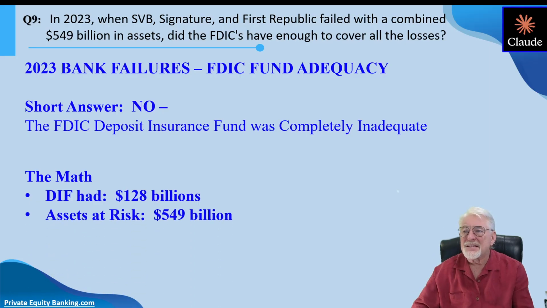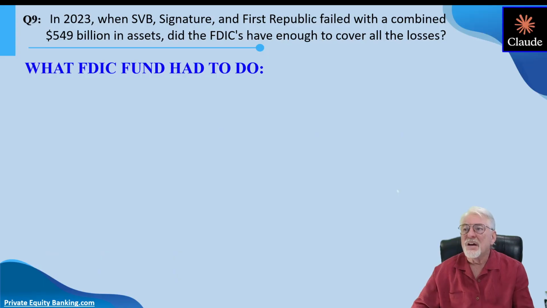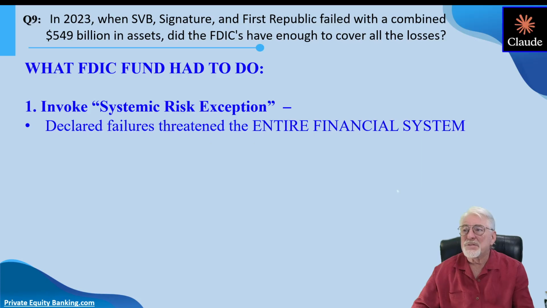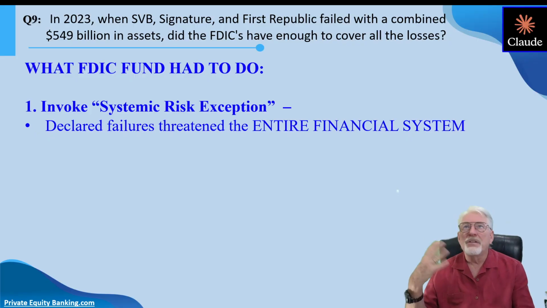We just saw that the assets that were at risk were $549 billion. That's a shortfall of 4x, an insufficiency. What the FDIC fund had to do was invoke the systemic risk exemption. Thus, they had to declare that these failures threatened the entire financial system. Think about that. 3 of the 4,000 or 5,000 banks we have in America failed, and that was enough to say that that failure threatened the entire financial system of America.